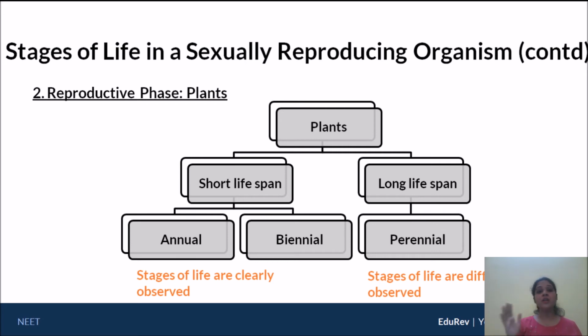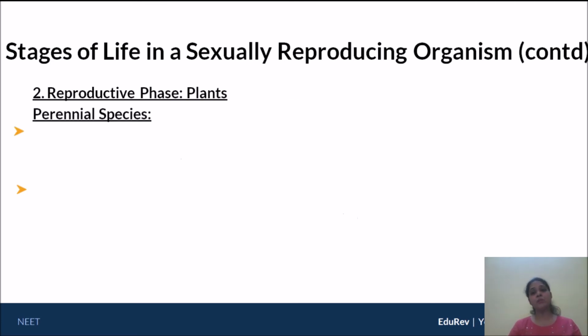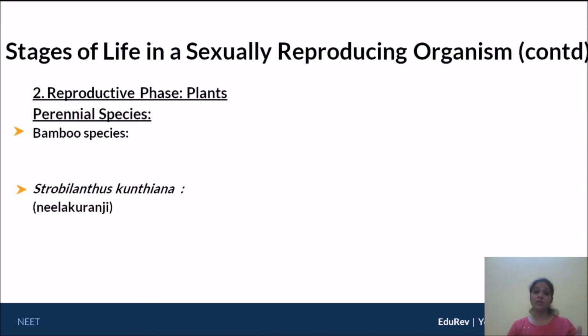So it is difficult to observe all the stages in a perennial plant, but it's easy to observe them in annuals and in biennials. So this is important to remember. Now, there are two very important perennial species that we must study. The first is bamboo and the second is Strobilanthus kuntia, which is also called Nilakuranji. That's the general term that is used.